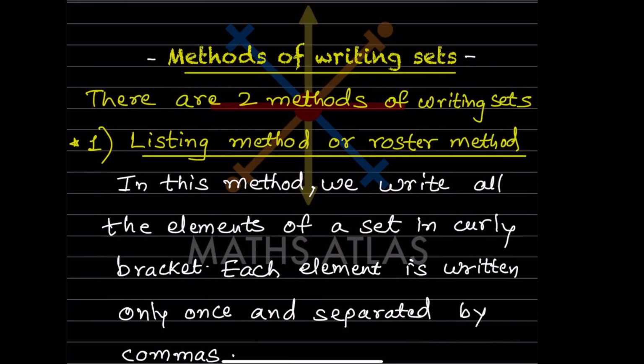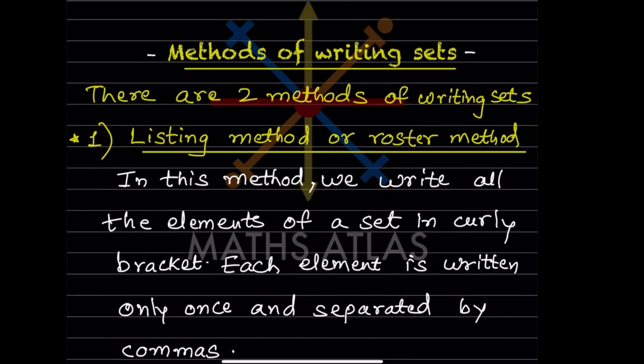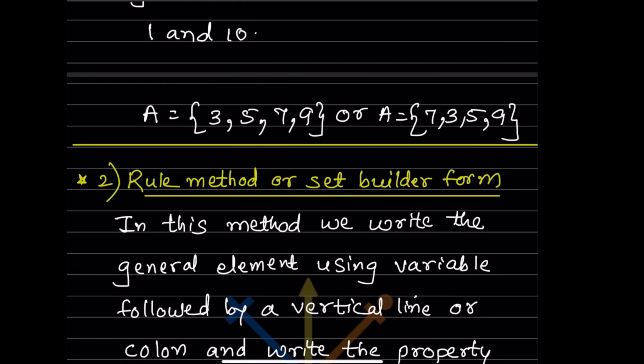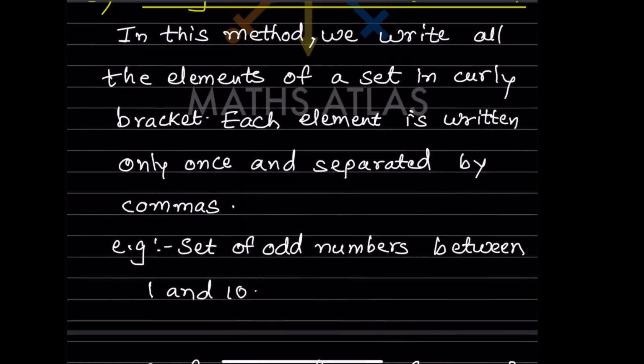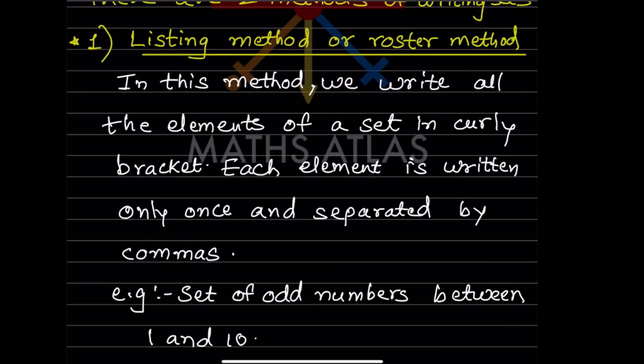Now there are two methods of writing sets. One is the listing method, also called the roster method, and the second is the rule method, also called the set builder form. In the listing method, we write all the elements of a set in curly brackets, and each element is written only once, separated by a comma. Even if a letter is repeated in a word, we don't repeat it.